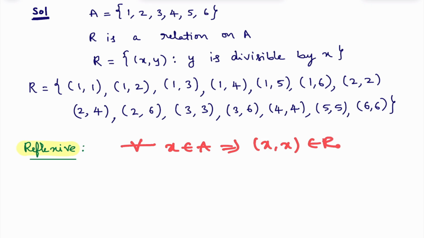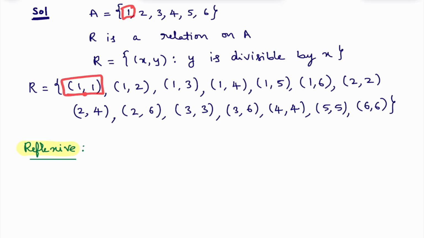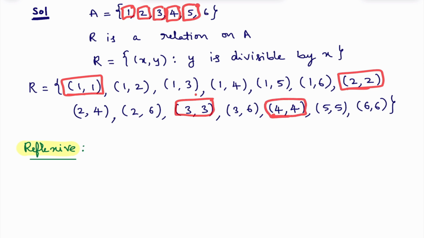That we will check. Okay. Right. You take 1 in set A. For 1 in set A, is 1 comma 1 there in A cross A? Yes. For 2 in set A, is 2 comma 2 there in A cross A? Yes. For 3 in set A, is 3 comma 3 there in A cross A? Yes. For 4 in set A, is 4 comma 4 there in A cross A? Yes. For 5 in set A, is 5 comma 5 there in A cross A? Yes. For 6 in set A, is 6 comma 6 there in A cross A? Yes.